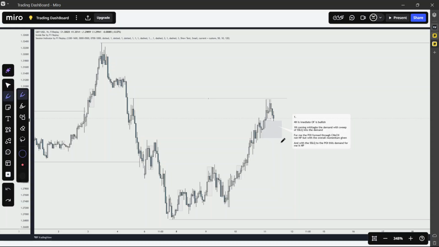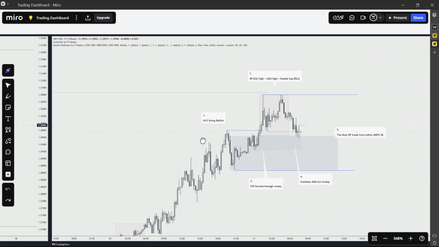But what I am looking at, and why I classify this POI as high probability, is the sell side liquidity to the POI. That is why this demand is high probability for me. Whenever we have a very clean lead coming into session, I like that so much, and we have a very clean equal high again. For me, this was the move that I was expecting from pre-markup.